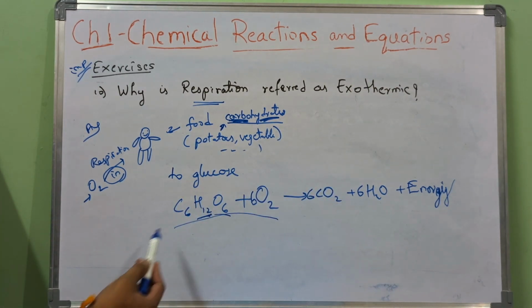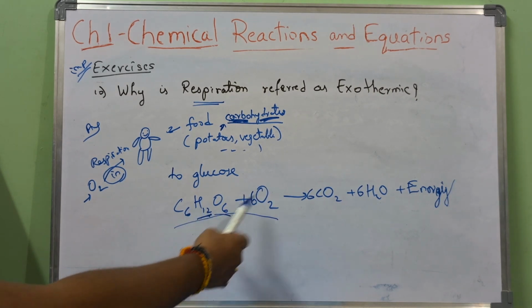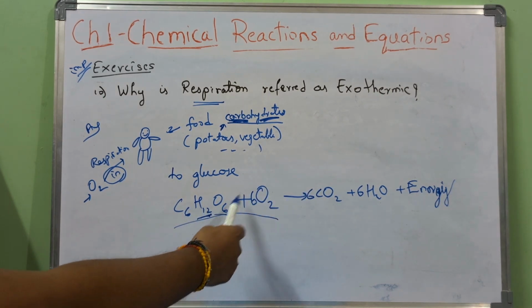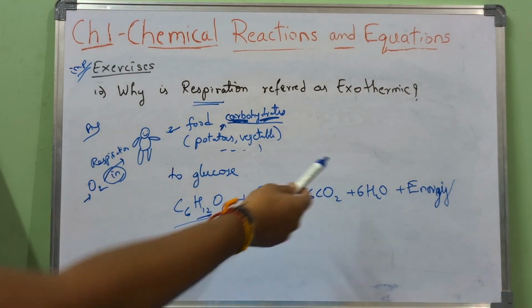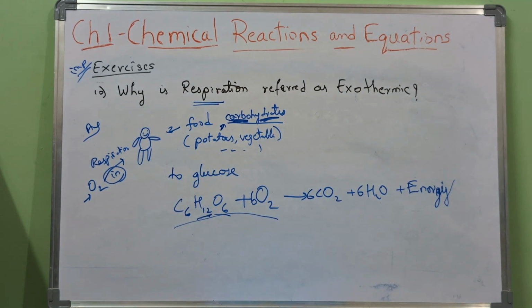Now it is balanced. Carbon is 6 and 6, hydrogen 12 and 12, oxygen 6 plus 12, 18, and there also 6 plus 12, 18. So in this way, we can say that during respiration this type of reaction is happening, and we call it exothermic. What is exothermic? If any energy is released during respiration, we call it exothermic.